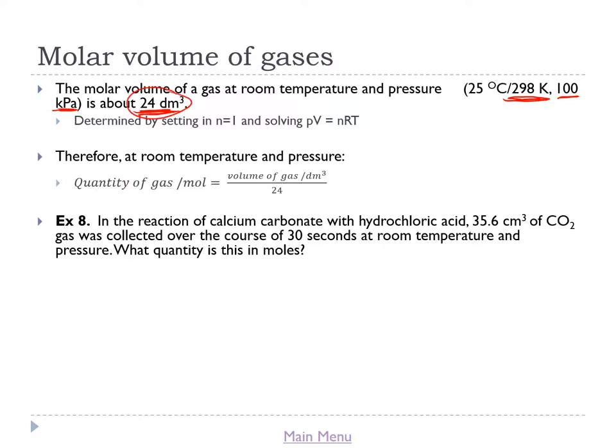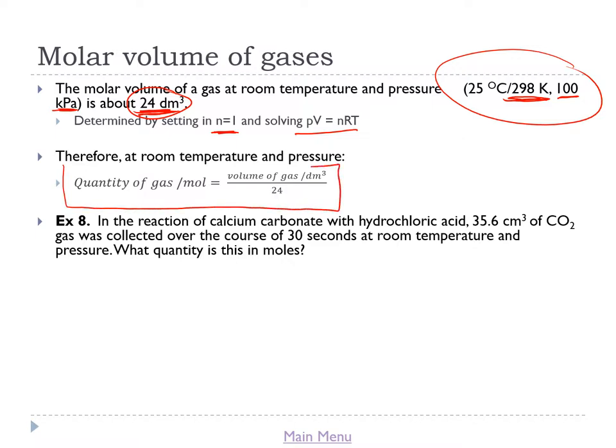Well, we just do it by setting the number of moles equal to 1 and solving PV equals nRT using these numbers here. Now, I don't need to go through that, but if you do it, it comes out to not exactly 24, but around about 24. And certainly 24 is close enough that we can use it in calculations. So it leaves us with this really straightforward calculation that says, provided we're at room temperature and pressure, the number of moles of a gas equals the volume of the gas in decimeters cubed divided by 24. So let's see how this works in practice.